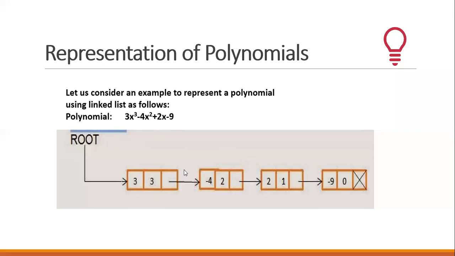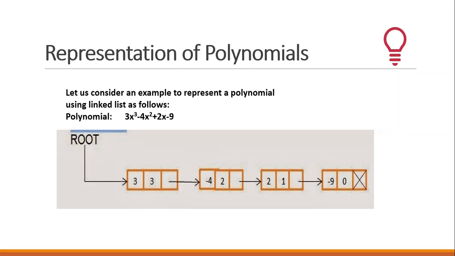Now this is a next field because it is going to connect to the next part. What is the next part? Minus 4x squared. So what is the coefficient? Minus 4. And what is the degree of the variable? 2. Going forward, we have to connect the next part, which is 2x. What is the coefficient? 2. What is the degree of the variable? Because it is only x, the exponent will be 1. Going forward, what is the coefficient? Minus 9. And now it does not have any variable attached to it, so the degree will be 0.